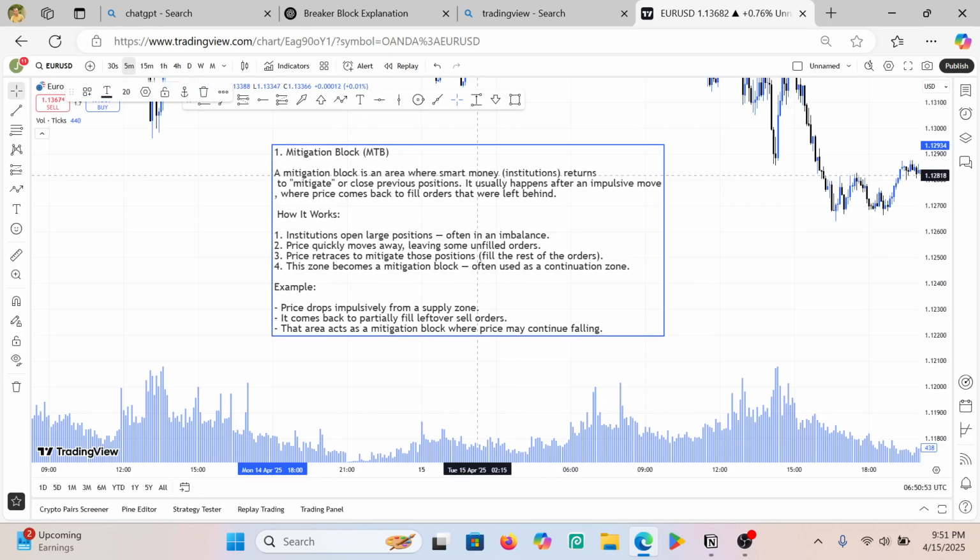It's an area where smart money or institutions return to mitigate. To mitigate means to open those positions, or to close previous positions; they can also close or open some positions. It usually happens after an impulsive move, where price comes back to fill those orders that were left behind. That's a short definition of a mitigation block.